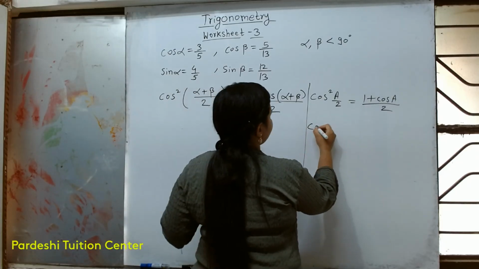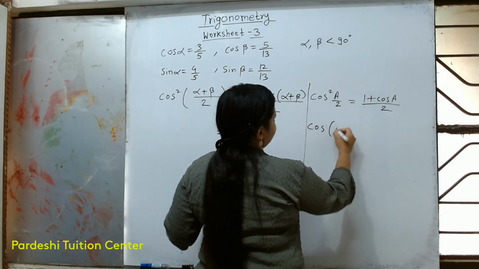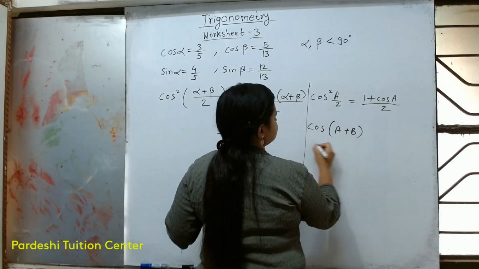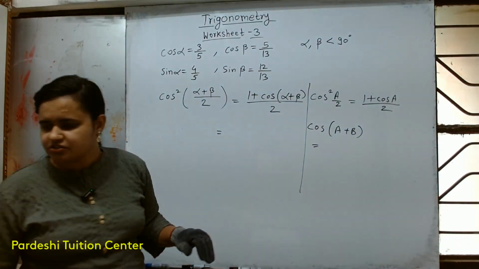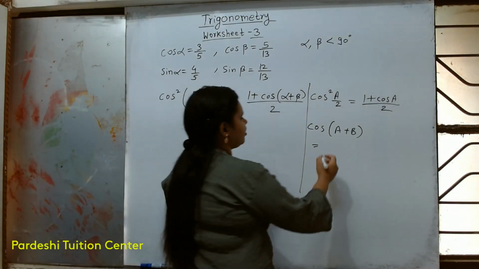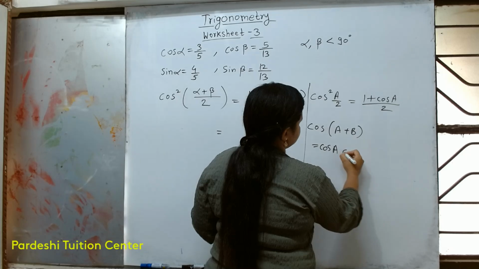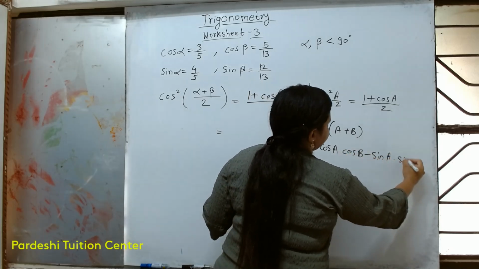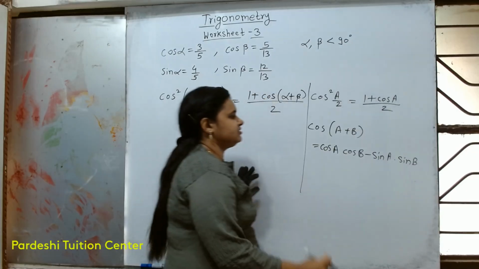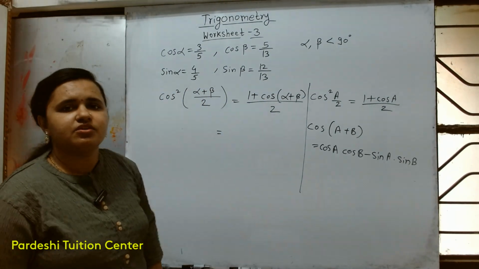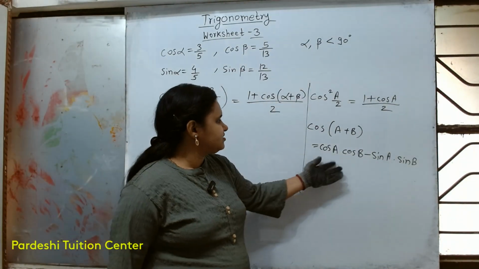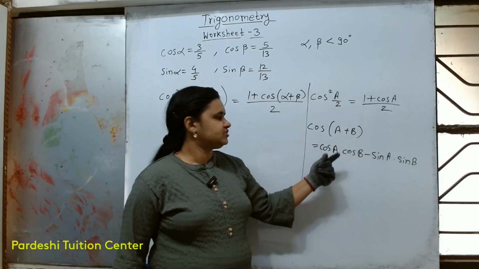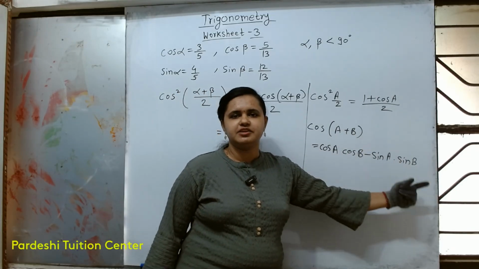Okay. Now if this is considered as A and this as B, cos of A plus B. Do you remember the formula for cos of A plus B? What was the formula for cos of A plus B? It was cos A cos B minus sin A sin B. We have written all the formulas in the previous lectures. Okay. See and revise it. Cos of A plus B is cos A cos B minus sin A sin B.